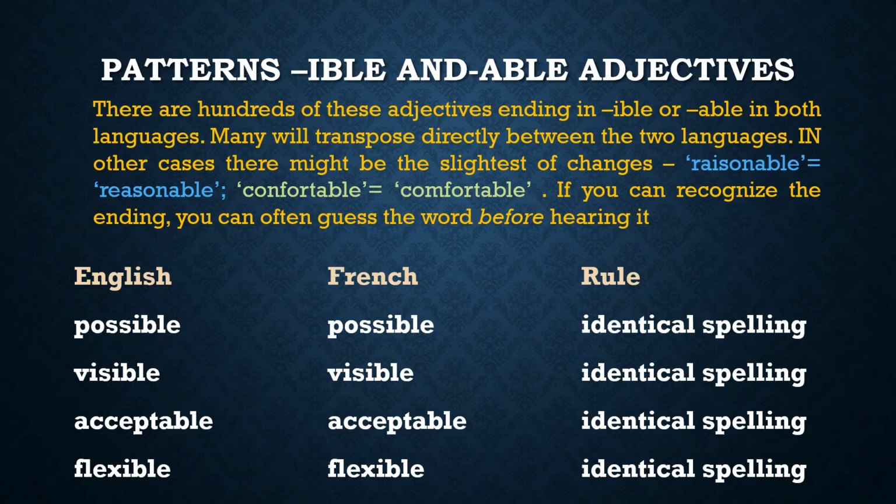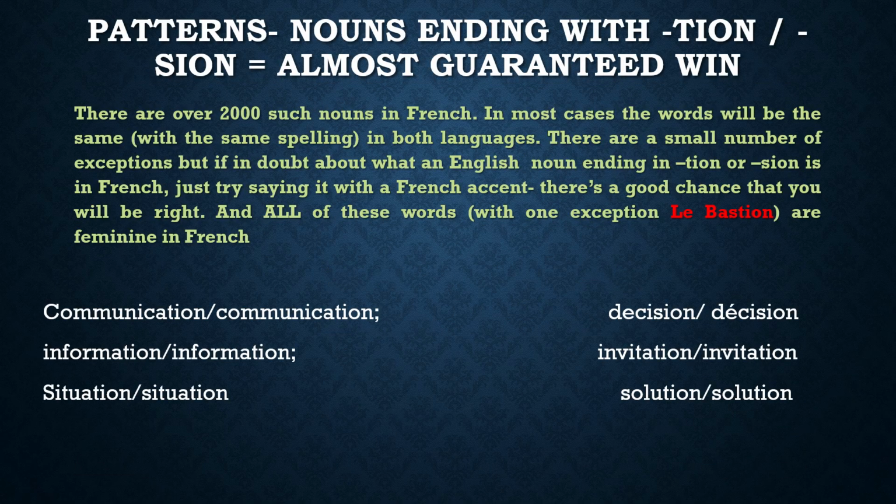So possible in English becomes possible in French. Visible in English becomes visible in French. Acceptable in English becomes acceptable in French. Flexible in English becomes flexible in French. And as I say, there are hundreds of these, so that already gives you a very strong base to work from.